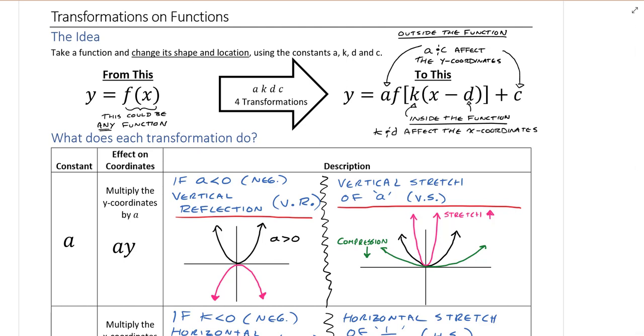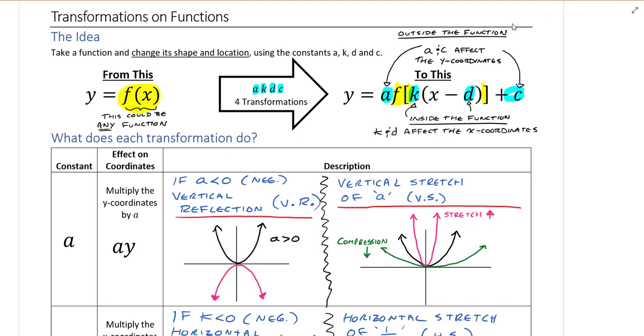So we start with some sort of key function, a parent function like we talked about in the previous video, or any function. So this could be anything. And what we do is we apply transformations to end up with this one here. Now notice it's still got the f, but it's got new stuff. It's got a, k, d, and c added to it. So each of these performs a different transformation. Each of these numbers has an effect on the graph.